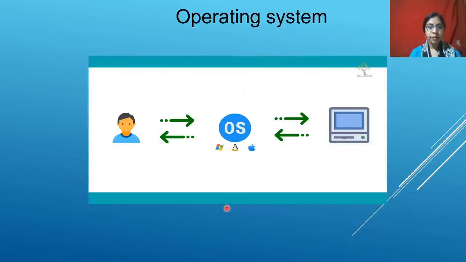What is the operating system? In this diagram you can see there is a user, there is a computer, and in between there is an operating system. The operating system is very mandatory here to interact between the user and the computer. The user requests any information from the operating system, and the operating system fetches it from the computer and hands it over to the user. So this is how the operating system is important between the user and the computer interaction.